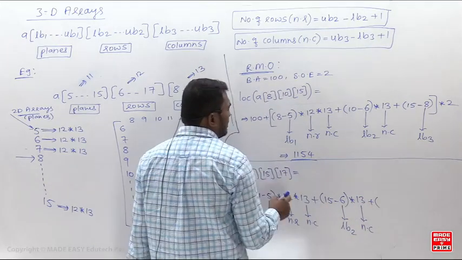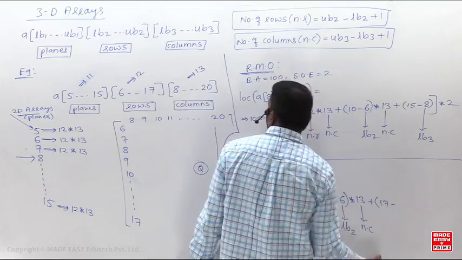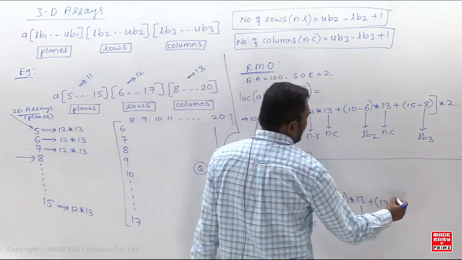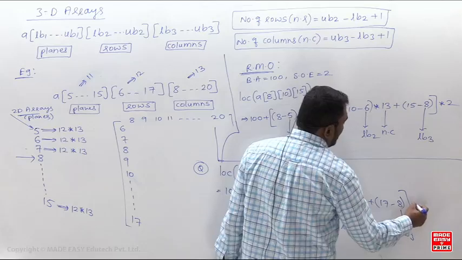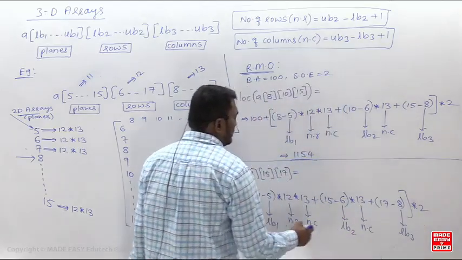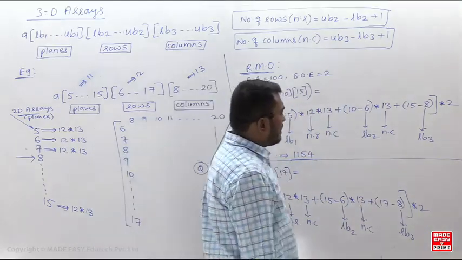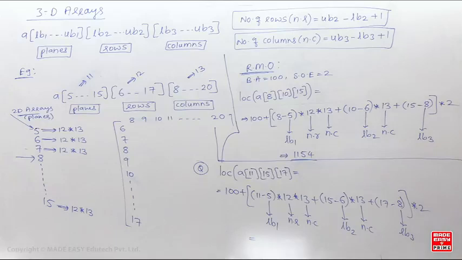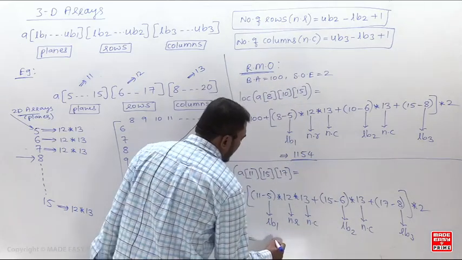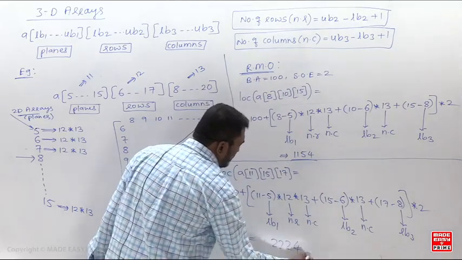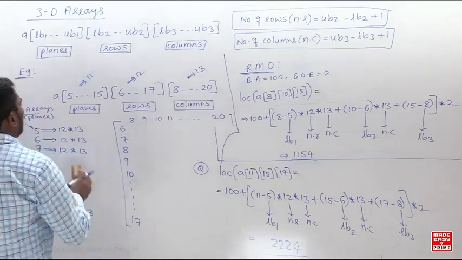Plus you need to go to column number 17. So how many columns do you need to cross? 17 minus 8. This is lower bound 3. Multiply with the size of the element, 2. So just find out this. How much is this coming? 224. So this value is 2, 2, 4.